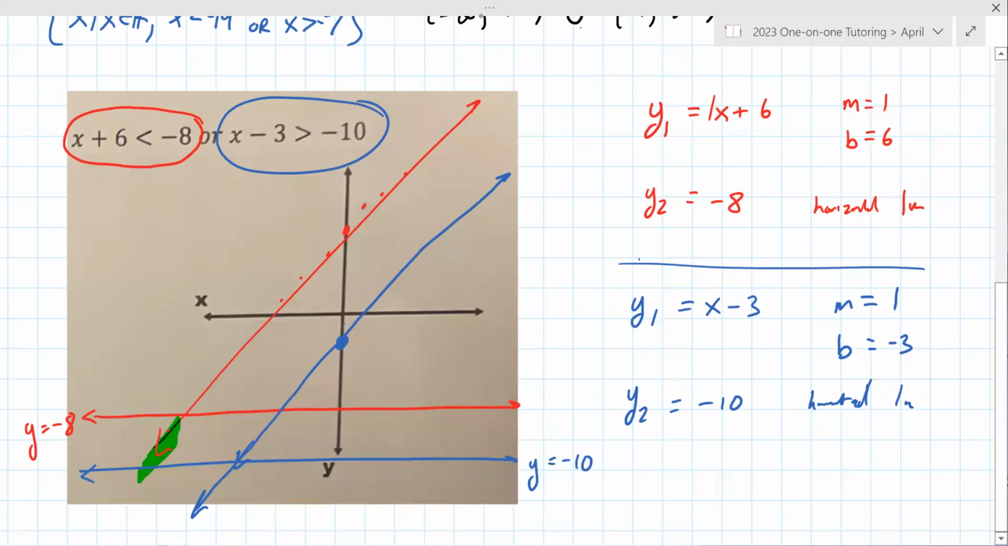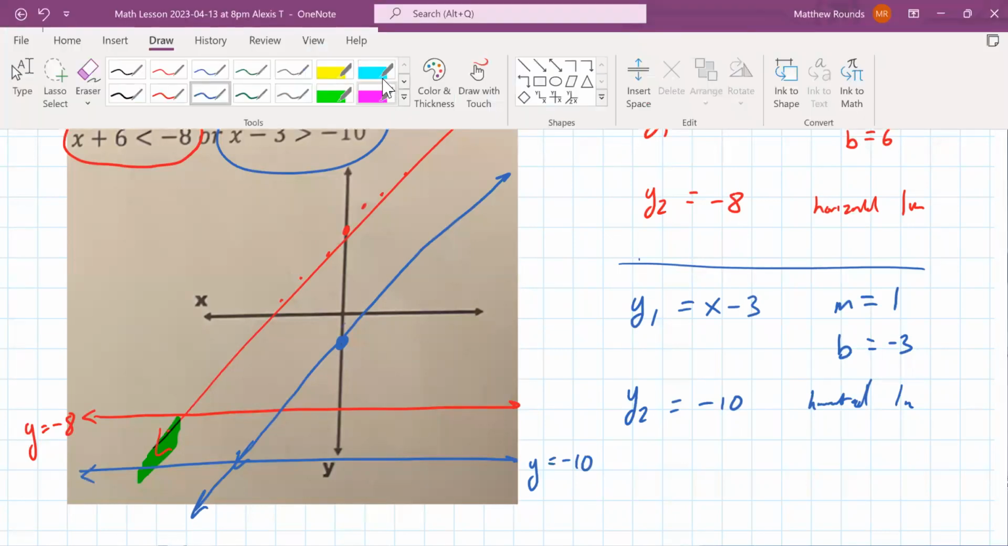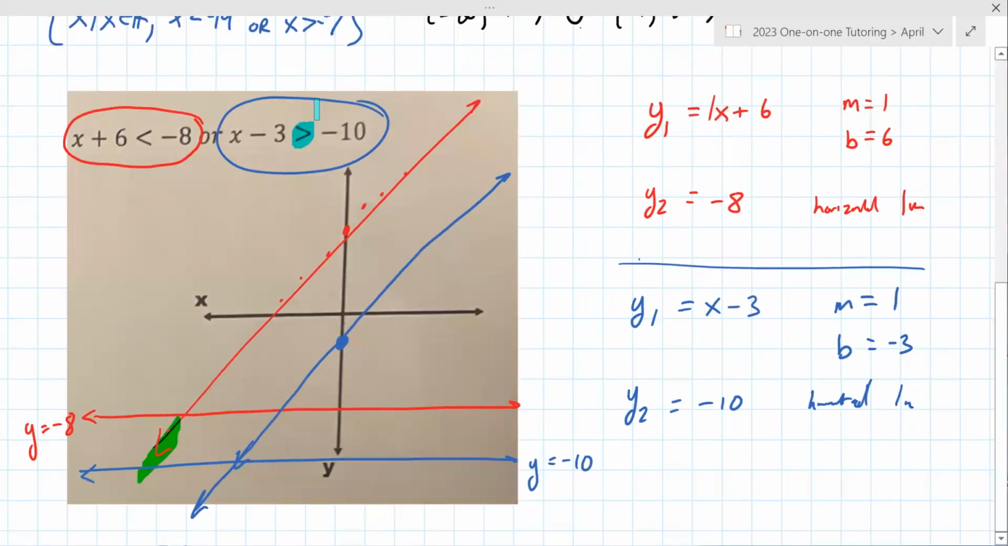And then you're doing a different thing this time. This time you want it to be above. Where is y1, or x minus 3, above -10? So that's all of this up here.